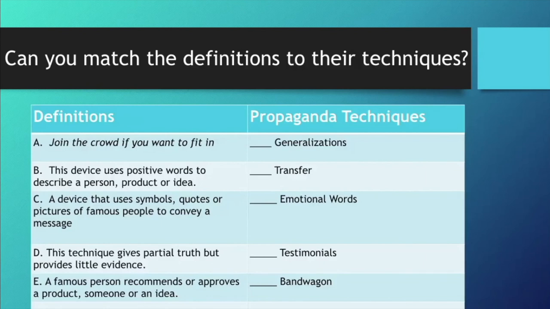Now, this is a little activity. Can you match the definitions to their techniques? In column A, we have the definitions A, B, C, D, and E. And in column B, we have propaganda techniques. So, let's go through this together. Looking at A, join the crowd if you want to fit in. Which technique is this talking about? If you said bandwagon, you are absolutely correct.